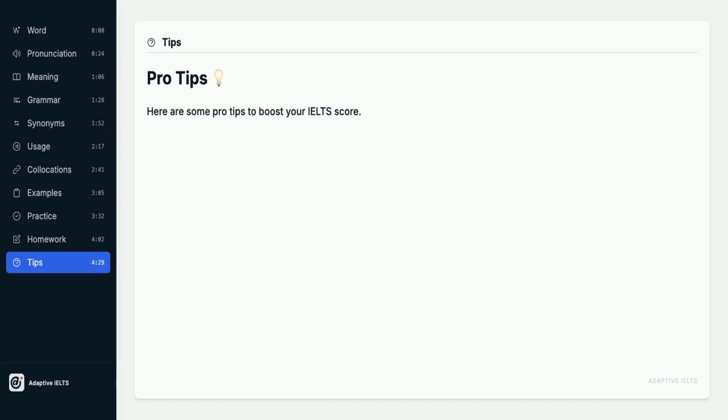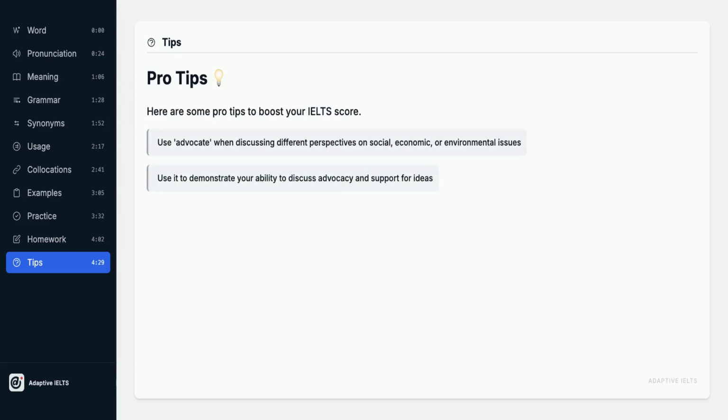Here are some pro tips to boost your IELTS score. In writing Task 2, use advocate when discussing different perspectives on social, economic, or environmental issues. In speaking Part 3, use it to demonstrate your ability to discuss advocacy and support for ideas. Remember to vary your usage between the noun and verb forms, and always provide clear examples of what you're advocating.